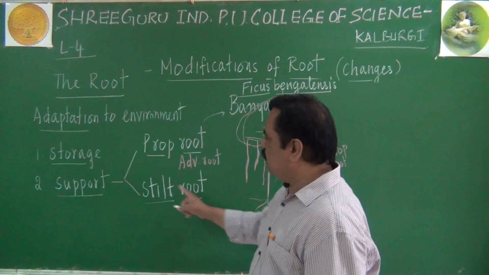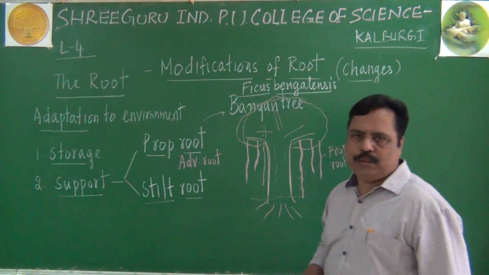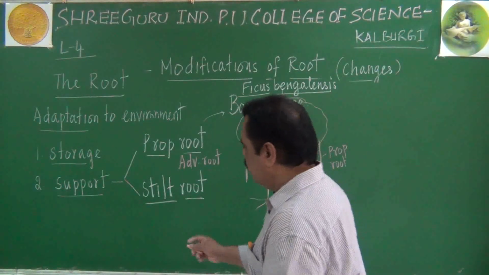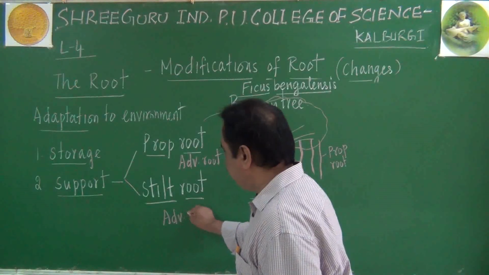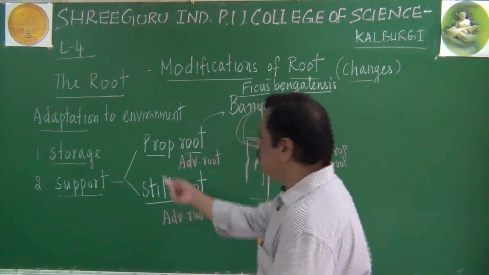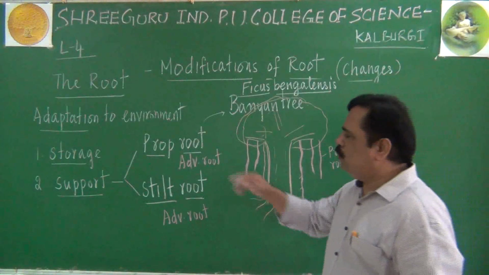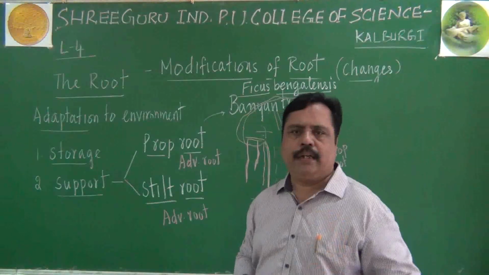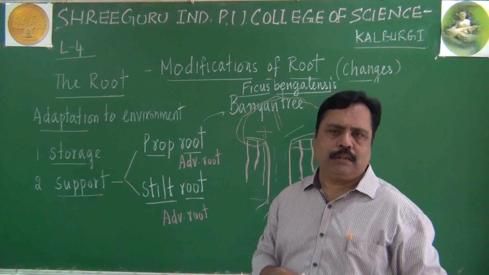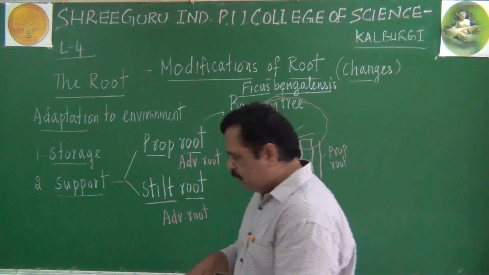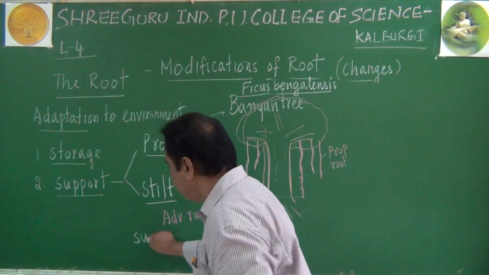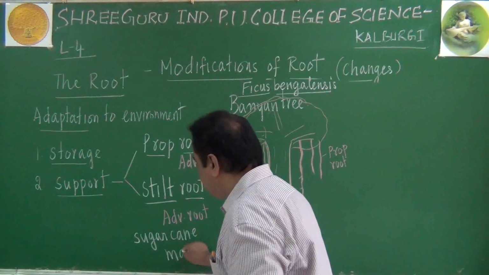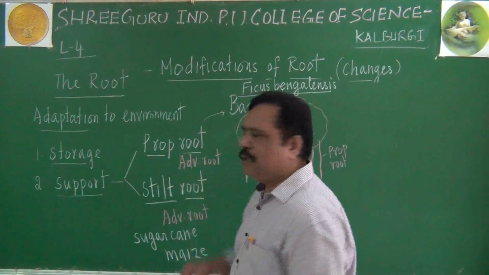Let us come to the second type of supporting root, that is called a stilt root. This stilt root is also an example for adventitious root only, because they do not arise from the radicle. Sir, where do we find the stilt root? Remember, in plants like sugarcane, we will come across stilt root. In plants like maize, sugarcane plant will be exhibiting this type of stilt root. Maize plant, you could have observed, they will exhibit stilt root.